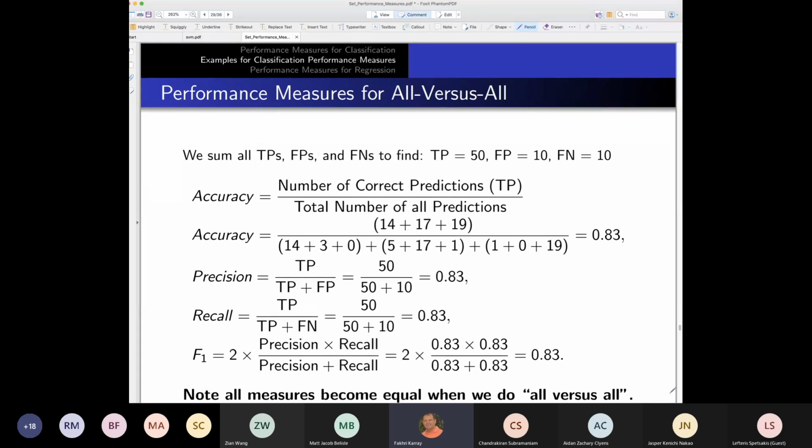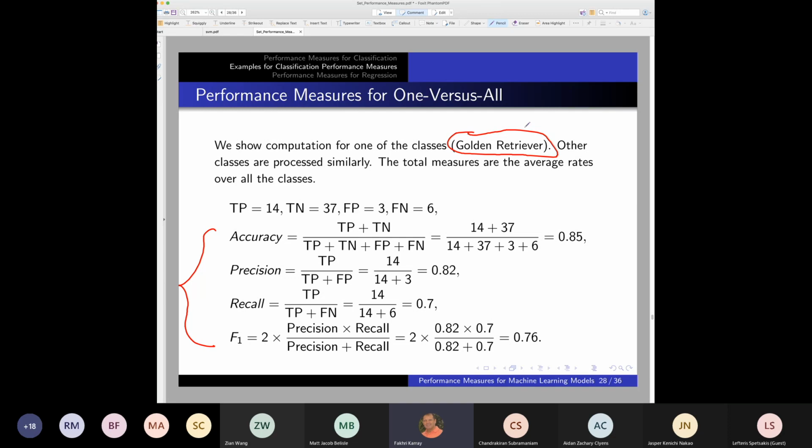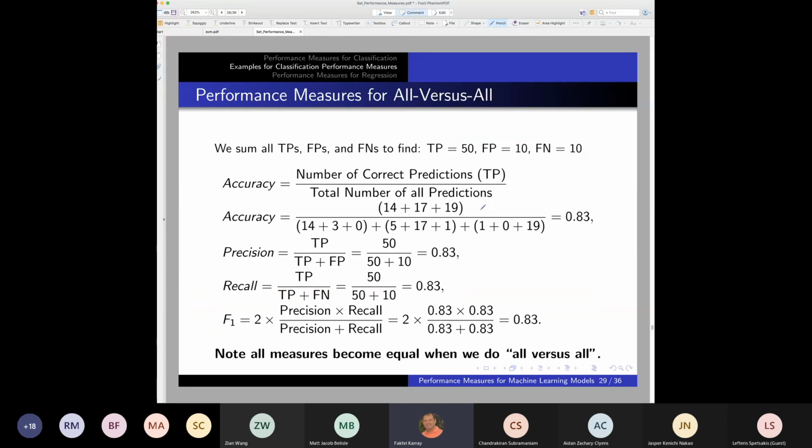Okay, so here, we are going to do what is known as performance measure for all versus all. So what does that mean, all versus all? All versus all means how cumulative the performance measure is going to be for all the classes. So in the earlier slide, we tackled one single class, the golden retriever. We could also tackle the other class, which is the mastiff. But we did it for one particular class versus all. So this is what we call one versus all. Remember, one versus all means one class versus all the other classes. However, there is the cumulative, the all versus all.